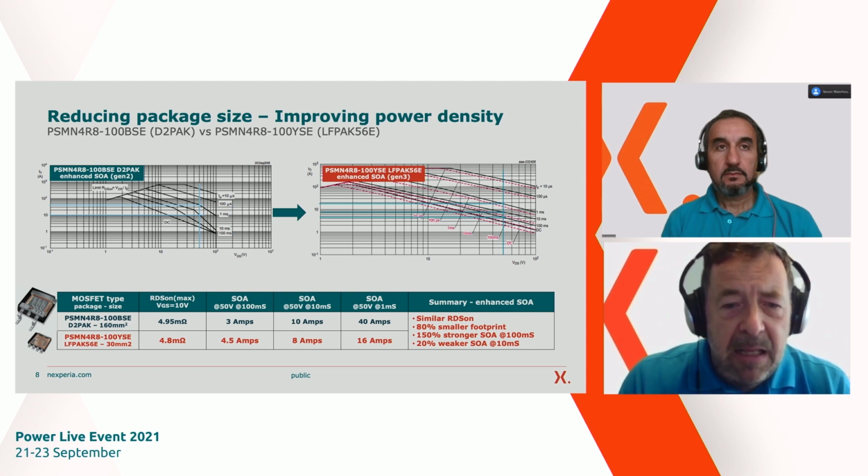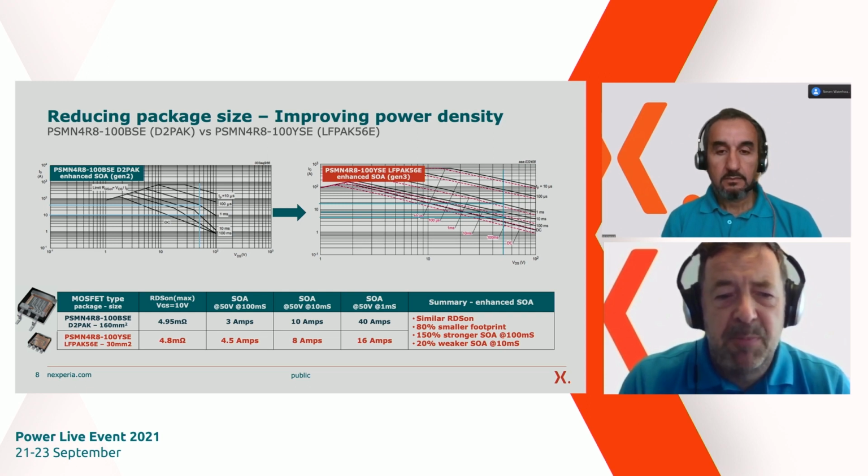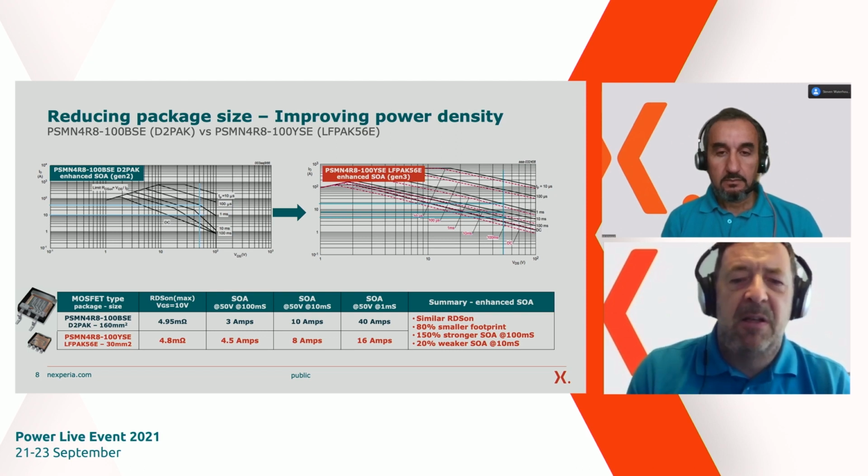And we look again at the 50 volts. If we look at the 1 millisecond curve there, we can see at 50 volts, at 1 millisecond, we've got 40 amps capability with 4R8. And if we replace that with a 5x6 package, we've got 16 amps capability. However, 1 millisecond is quite a short period, and that relies mainly on the silicon rather than the package.